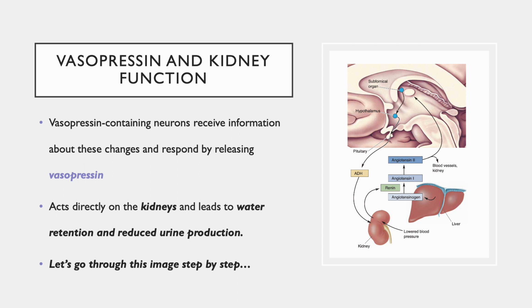So these vasopressin containing neurons receive information about these changes and respond by releasing vasopressin. So we're going to talk about this system and how the subfornical organ, hypothalamus, kidney, and liver are all related in helping us to produce this hormone that's going to cause us to drink water. So vasopressin acts directly on the kidneys, and it leads to water retention and reduced urine production. So let's go through this image step by step.